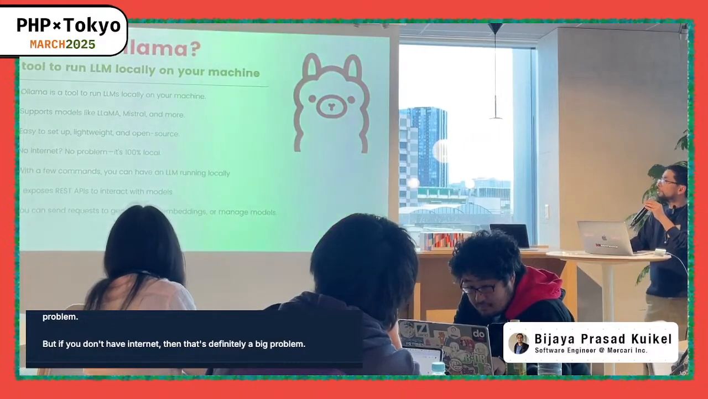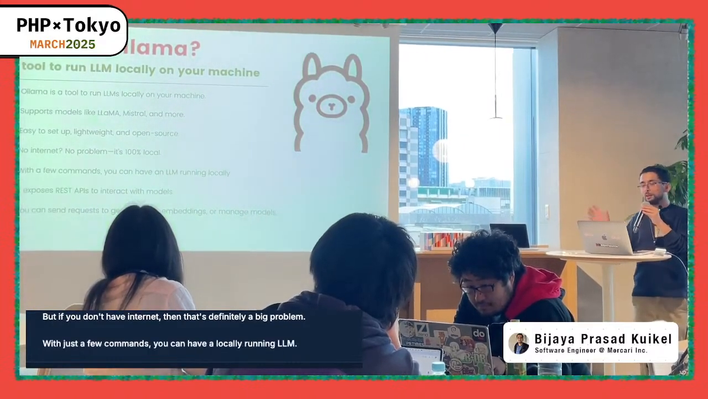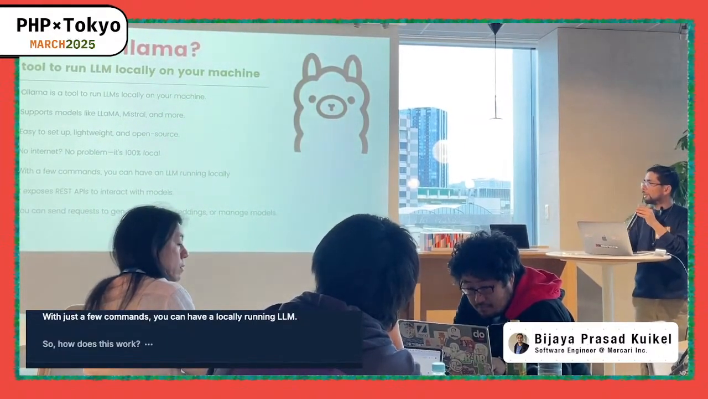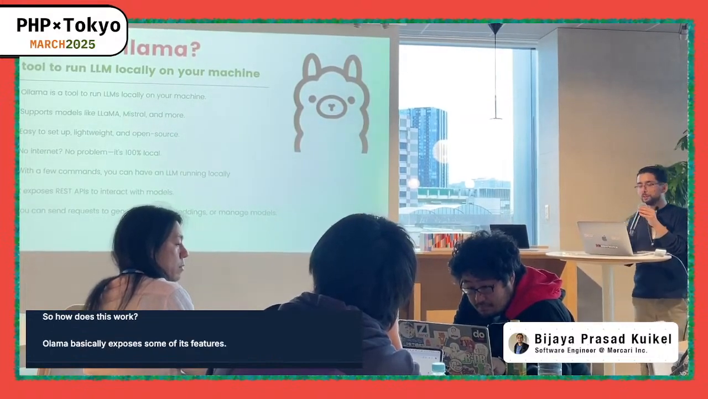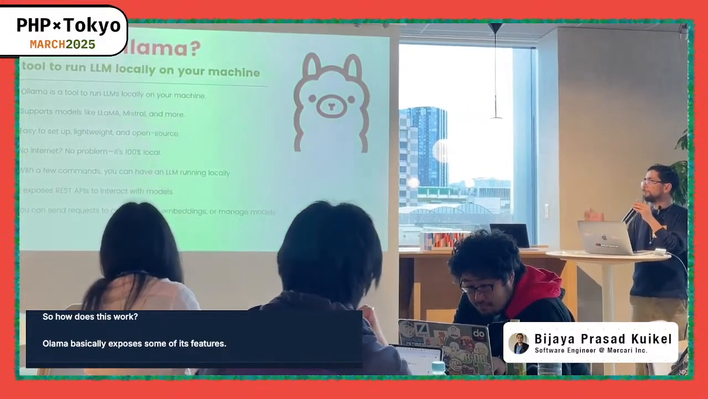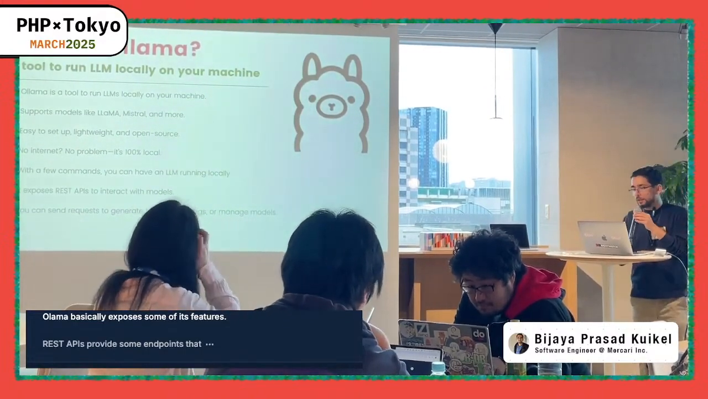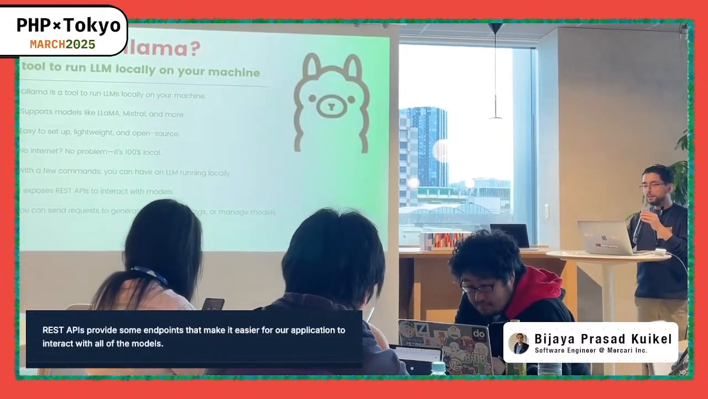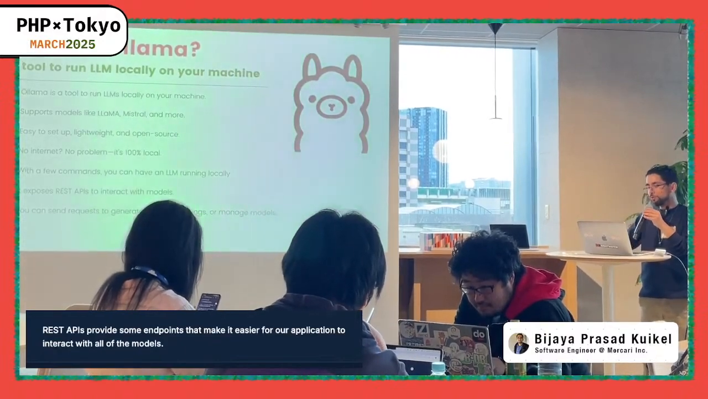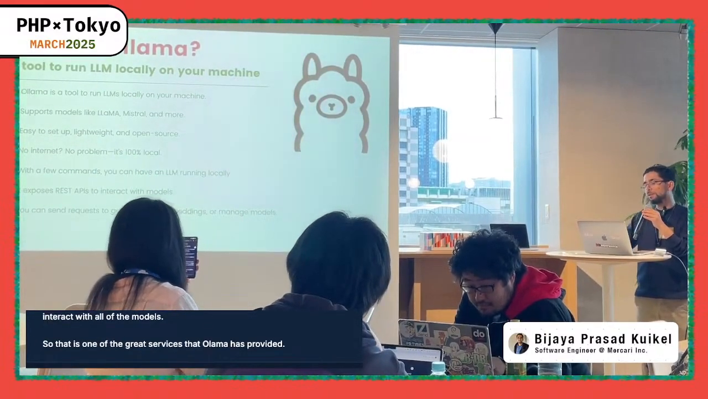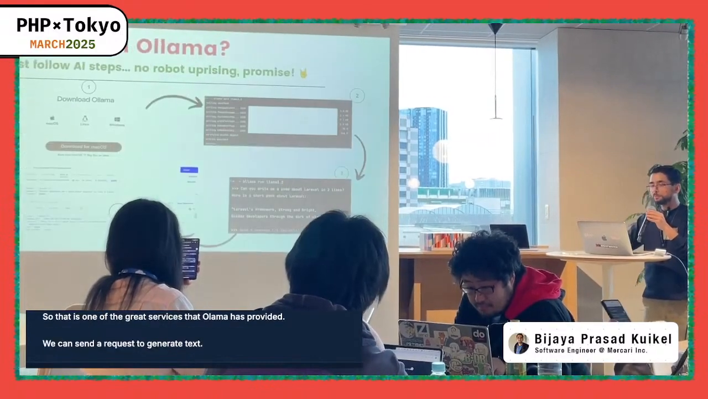So how does this work? Ollama basically exposes some REST APIs, some endpoints, which makes it easier for our application to interact with all of the models. That is one of the great services that Ollama has provided. We can send a request to generate text, generate embeddings, or manage the models.